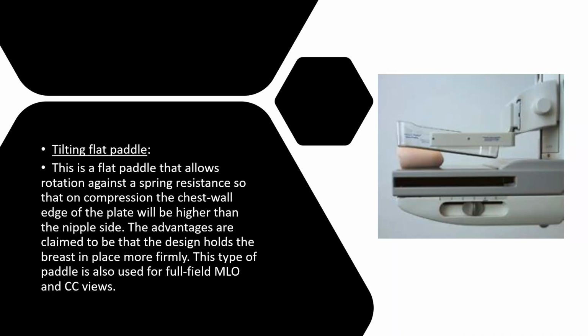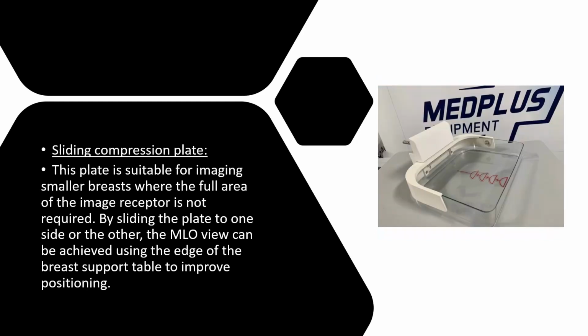It allows rotation against a spring resistance so that the compression of the chest wall edge of the plate will be higher than the nipple side. The advantages are claimed to be that the design holds the breast in place more firmly. Here we see the sliding compression plate, and this plate is suitable for imaging smaller breasts where the full area of the image receptor is not required.